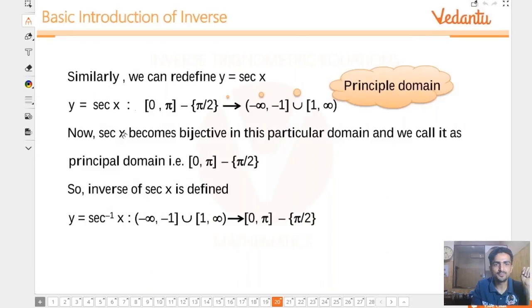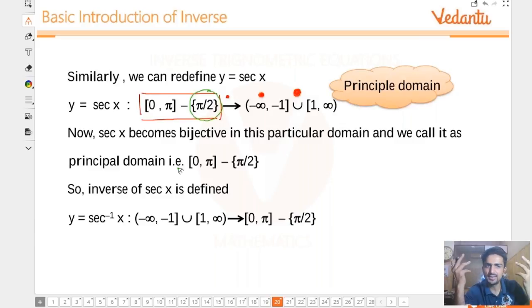Next is secant. So for this domain and codomain, it is bijective and hence invertible. Understood? Very good. Because secant of pi by 2 is not defined. Secant is 1 by cos pi by 2, that is 1 by 0, undefined. So that is why pi by 2 is excluded. So my inverse will be from 0 to pi, excluding pi by 2.